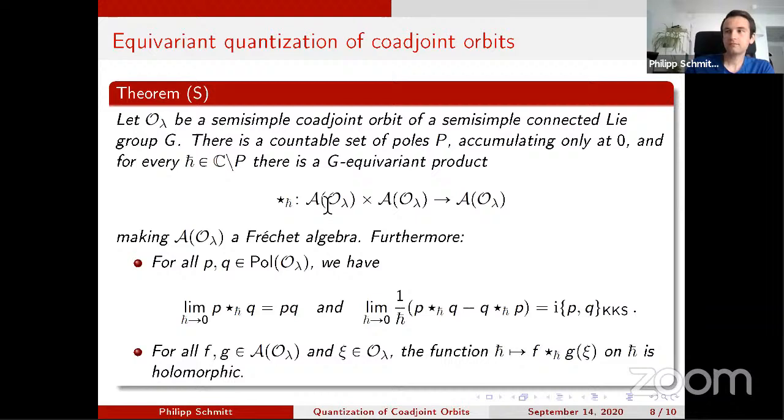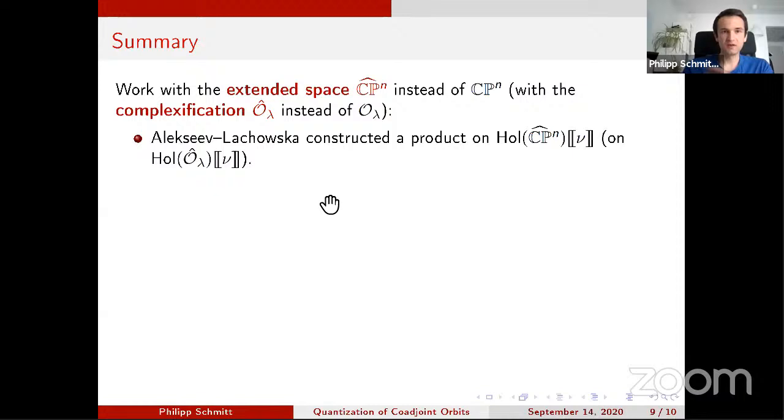Okay, and here's basically a summary of what I just did. The idea of this whole construction is really to work with the complexifications, or these extended phase spaces, instead of the usual CPN or the usual coadjoint orbit, because then there is a construction of Alexeev and Lachowska of such a star product on the holomorphic functions. That will be the input to all that I said.